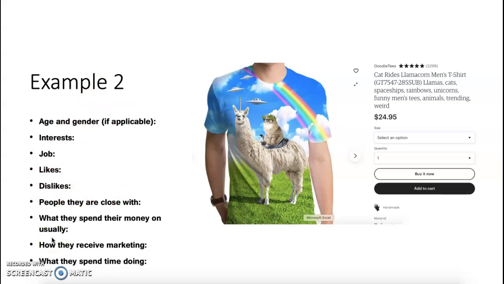This is how you develop a customer profile. So think about how the person that would buy this usually spends their money. How would they receive marketing? What kind of social media feeds would you use? What do you think they spend time doing? These are all things that will help you understand how you would market things to people.